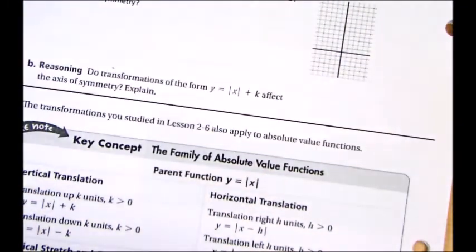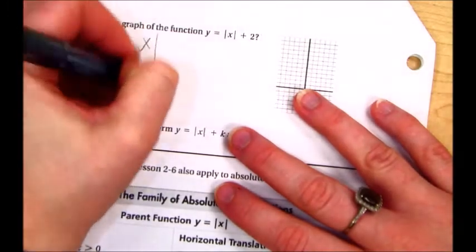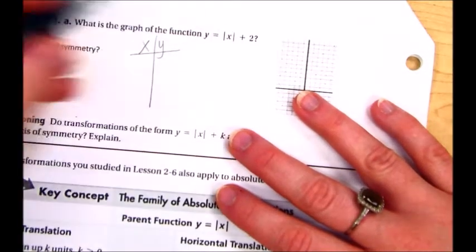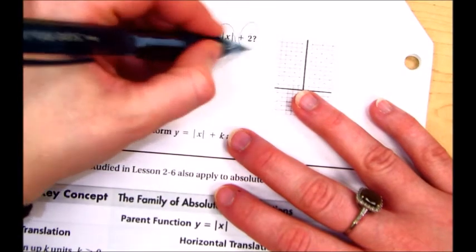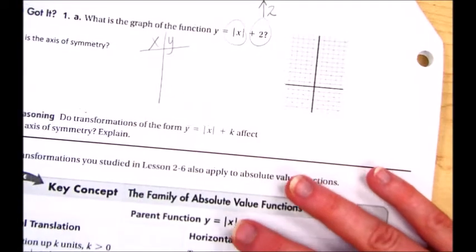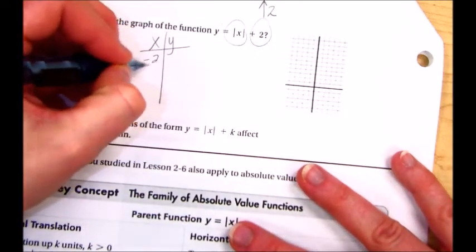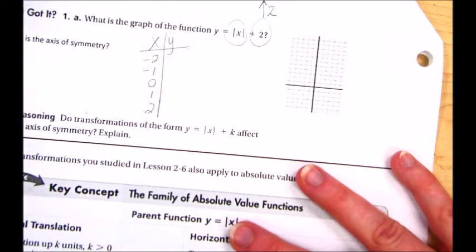All right, problem 1a. What is the graph of this function? XY chart, excuse me. It's not moving left or right. See how x is by itself? It's not moving left and right. This plus 2 in the back is going to move it up 2 units from the origin. All right, let's plug in our normal -2, -1, 0, 1, 2. And let's see what we get.